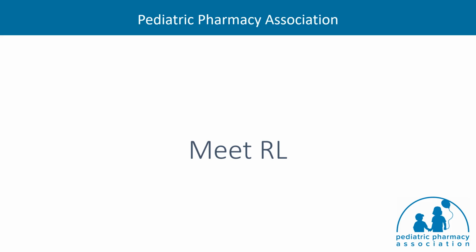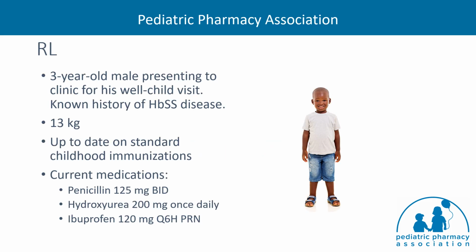First, we're going to meet a patient, RL, and we'll discuss him later at the end of our presentation, but I want you to be thinking about this patient throughout. He is a 3-year-old male who presents to clinic for his well child visit. He has a known history of sickle cell disease. He is 13 kilos and up to date on his standard childhood immunizations. His current medications include penicillin 125 milligrams twice daily, hydroxyurea 200 milligrams once daily, and ibuprofen as needed.